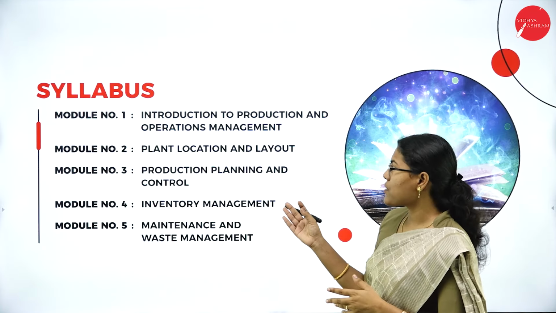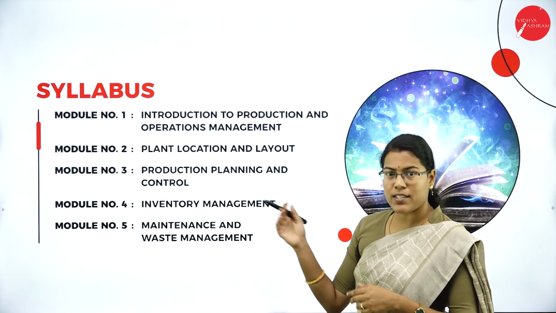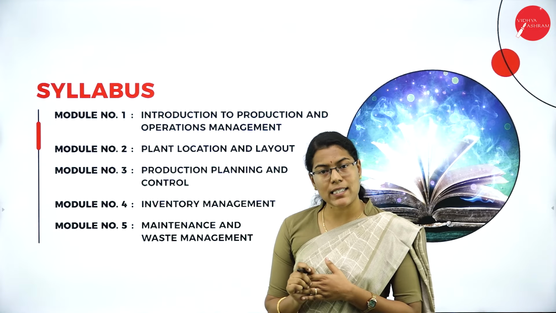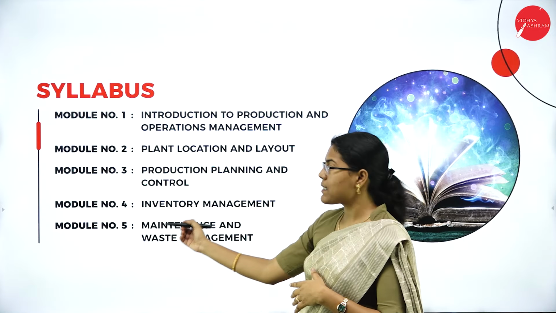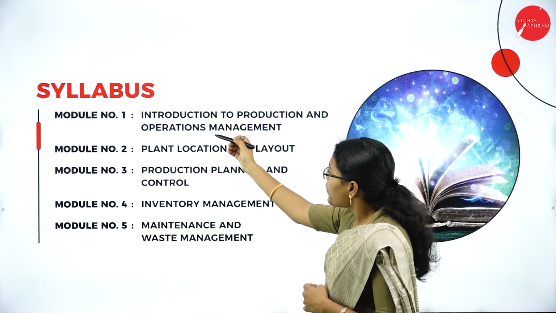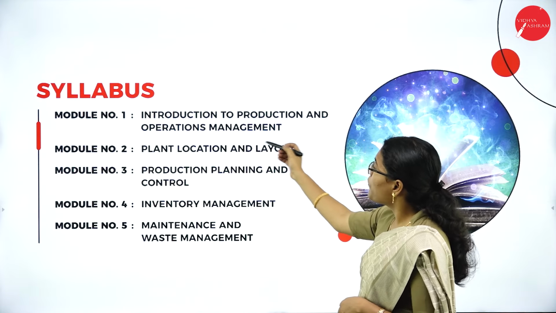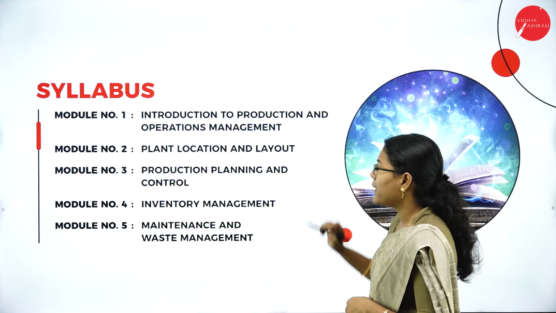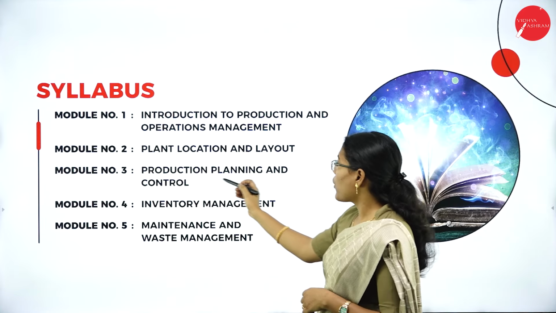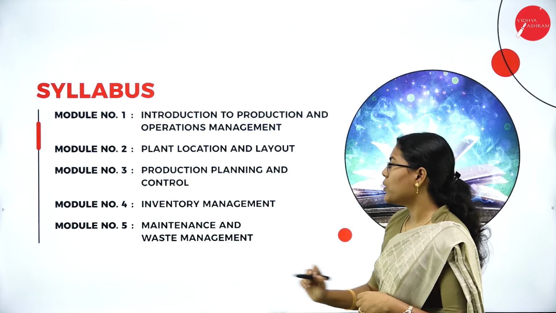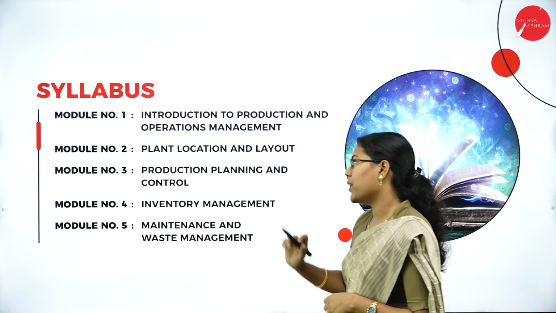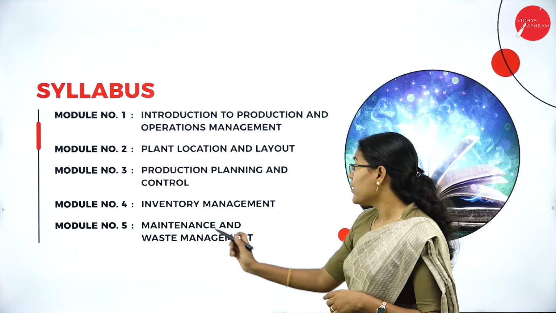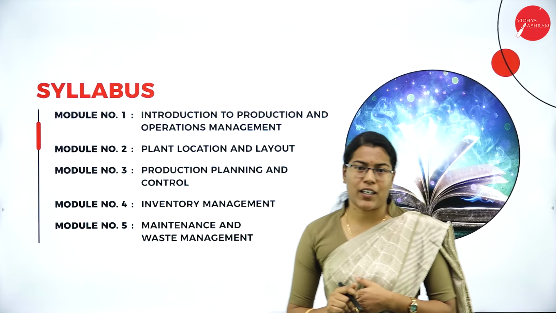Coming to the syllabus of Production and Operations Management, the syllabus consists of 5 modules. Module 1 is Introduction to Production and Operations Management. Module 2, Plant Location and Layout. Module 3, Production Planning and Control. Module 4, Inventory Management, and Module 5, Maintenance and Waste Management.